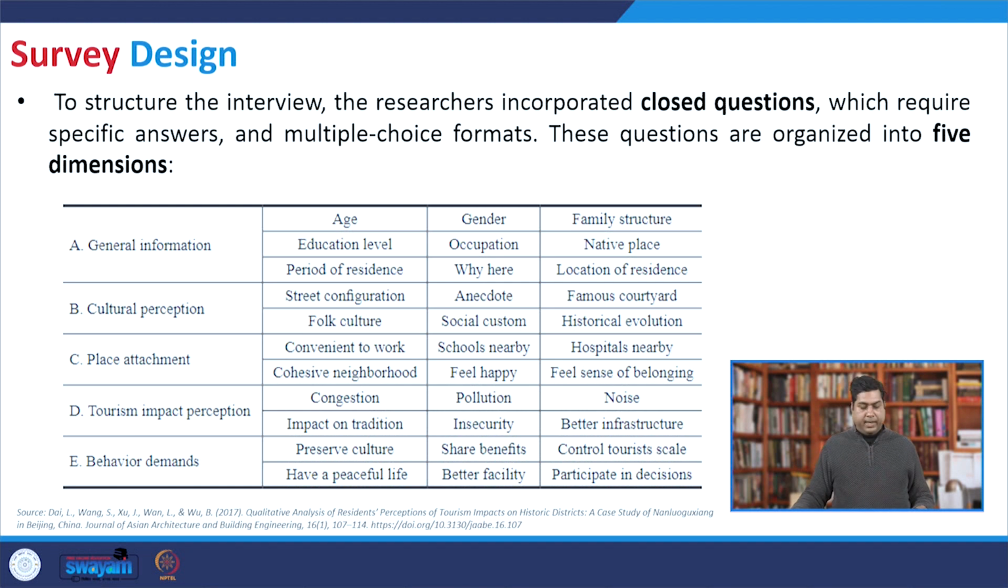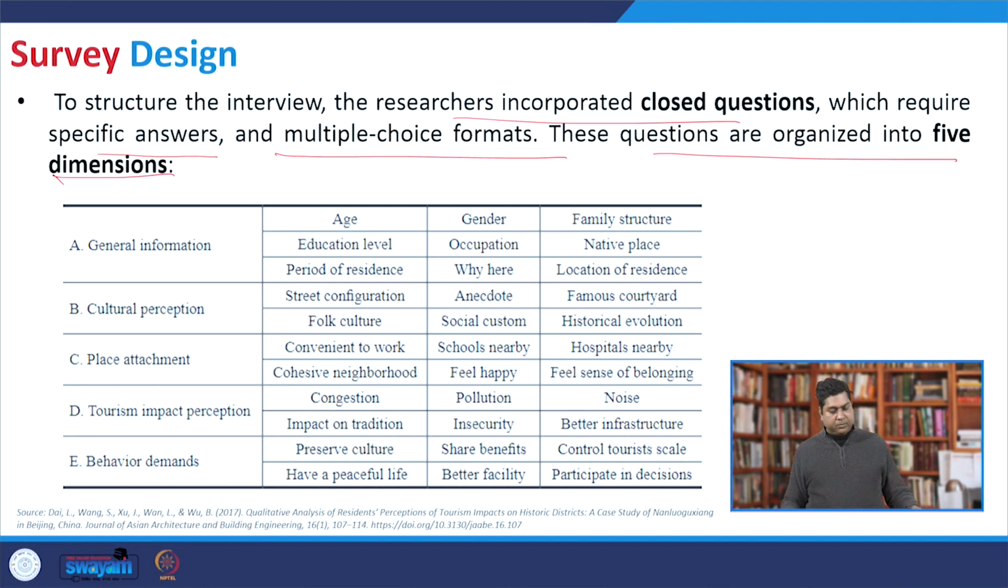Now coming to the survey design, as I have already mentioned, the authors adopted a semi-open questionnaire. So there were certain questions which have some kind of objective type answer, and then you have subjective answers as well. To structure the interview, the researcher incorporated closed questions which require a specific answer and multiple choice format. These questions are organized into 5 dimensions: general information like age, education level, period of residence, for how many years they are staying in that location, then gender, occupation, and also the reason why here.